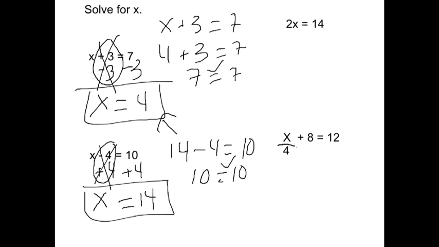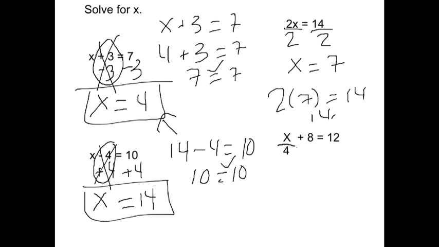The third problem is a multiplication problem because when a number and a variable are together, it means multiplication. So the inverse operation is division, and what I do to one side, I have to do to the other. When I divide both sides by 2, I get x equals 7. If I substitute 7 in for x, I get that 14 equals 14, and I know that my answer of 7 is correct.